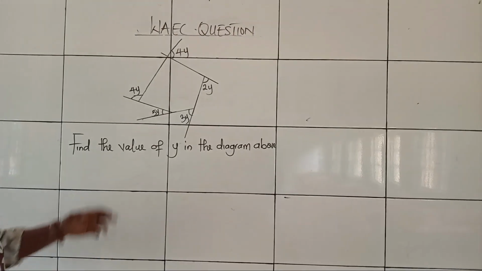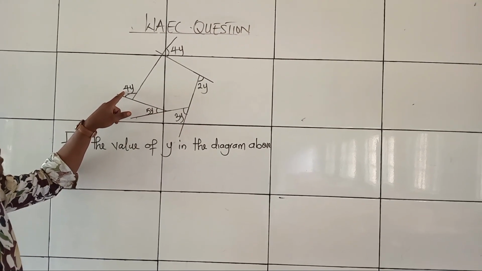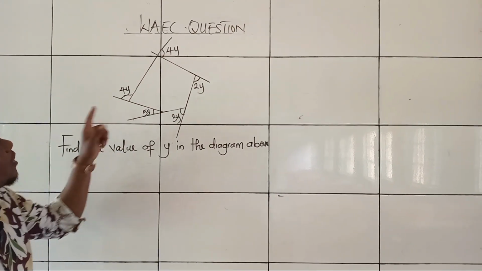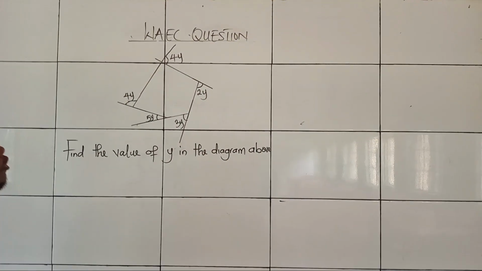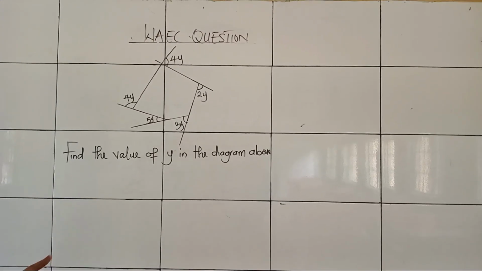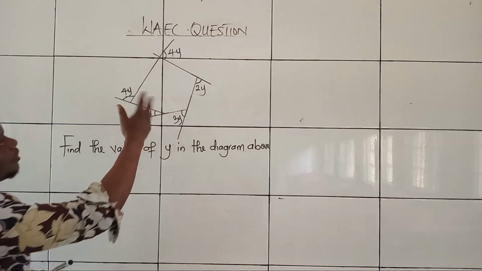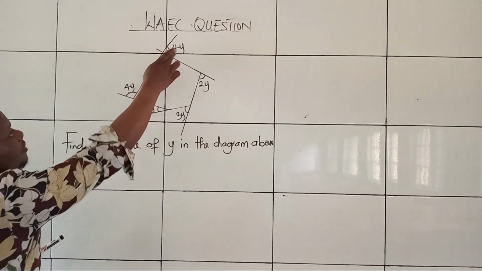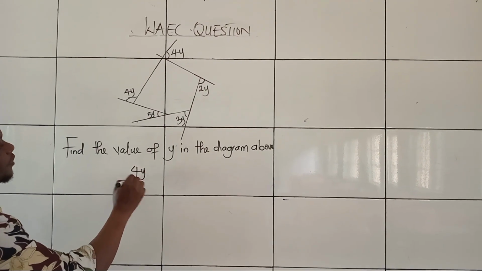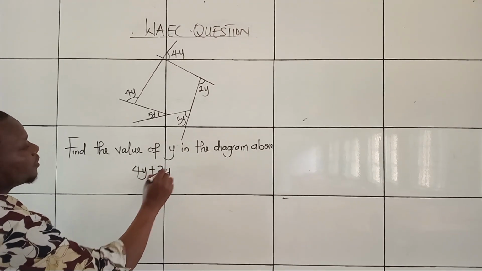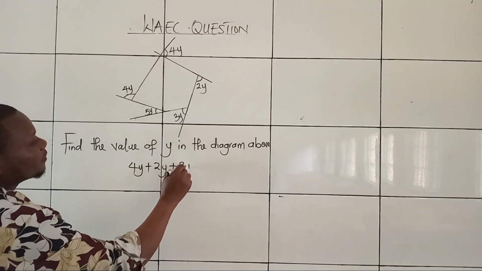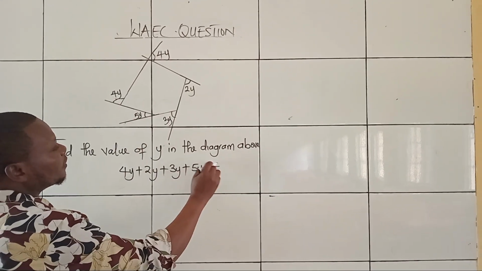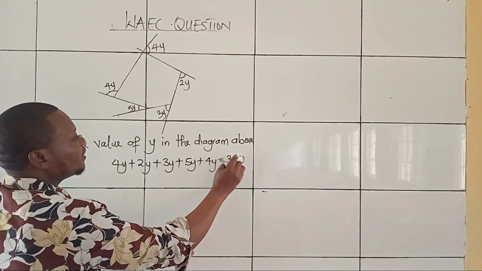Each of these shapes has different angles, but the angles are external angles. And the sum of the external angles of a polygon is 360 degrees. So to find the value of y here, we sum up everything and equate it to 360. So let's do that. I will say 4y plus 2y plus 3y plus 5y plus 4y, and we equate it to 360 degrees.